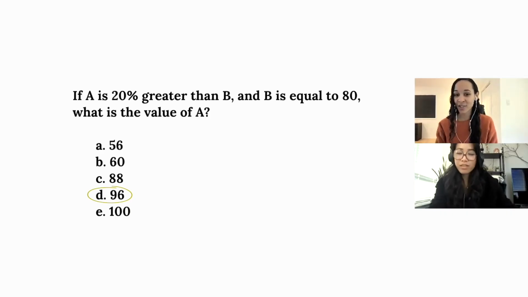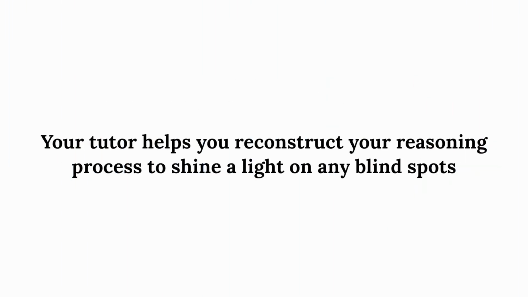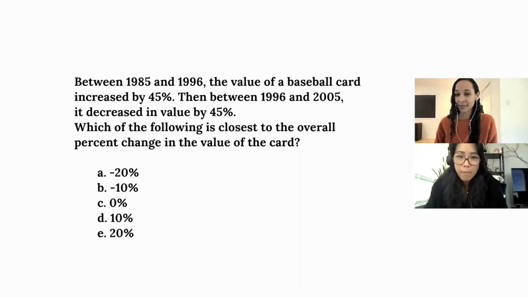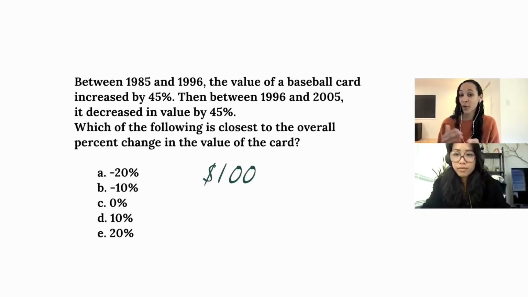Okay, so now let's try one more. So that's easy. It's just 0%. Careful there. So how did you arrive at that answer? Well, if you go up 45 and down 45, that's just no change. Normally, yes, but you see, percentages can be tricky. So instead of thinking vaguely about percentages, let's actually assign a value to that baseball card. So let's say it were $100.